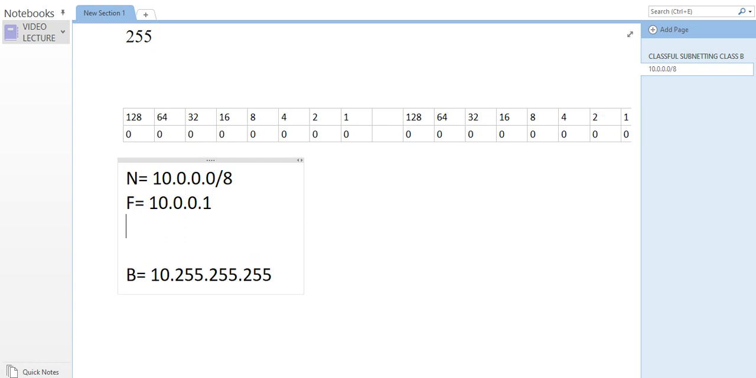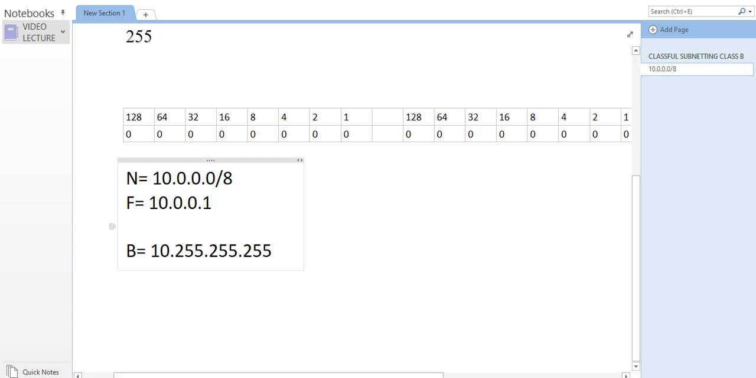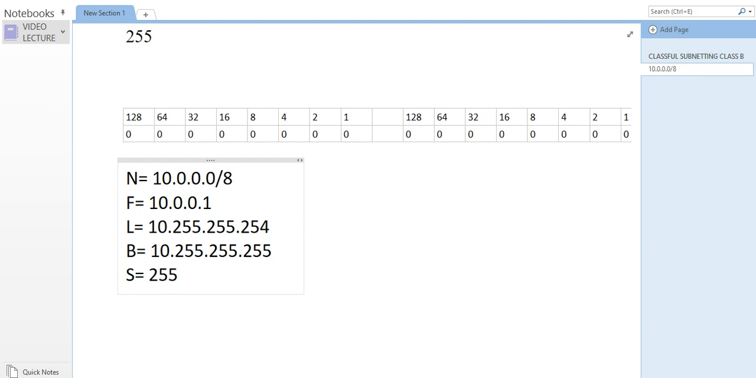That's it. For the last valid IP address, abbreviated as L, you have 10.255.255.254. Right? That is it. So the subnet mask, abbreviated as S, is 255.0.0.0. So that is your class A subnetted IP address.